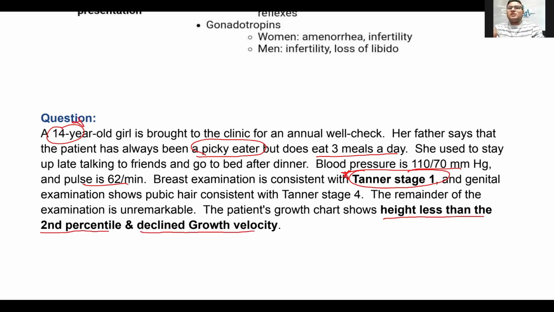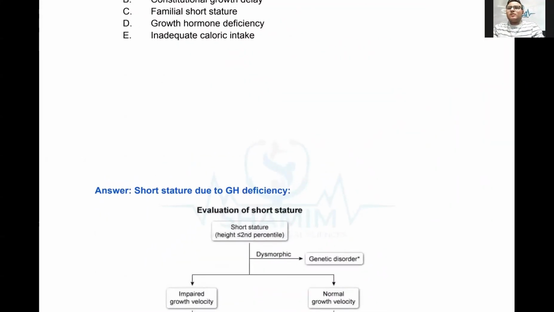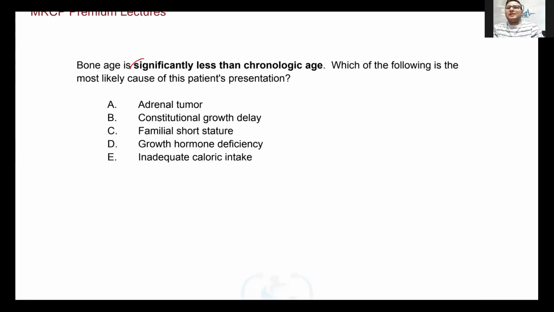So there is a 14-year age, and the next important concept is Tanner stage 1. The third important concept is the height less than the second percentile, and the fourth very important concept is declined growth velocity. What is the diagnosis? Which of the following diagnoses is it? The bone age is less than chronological age. That is a very important differentiating point. The fifth very important concept is that the bone age is less than chronological age, which is the cause of this patient's presentation.